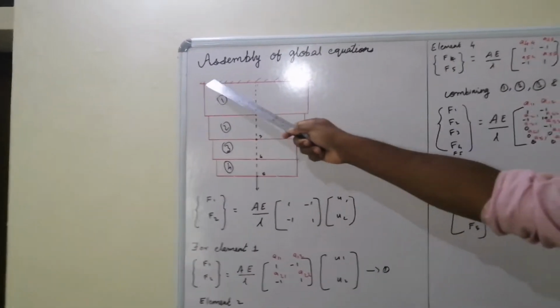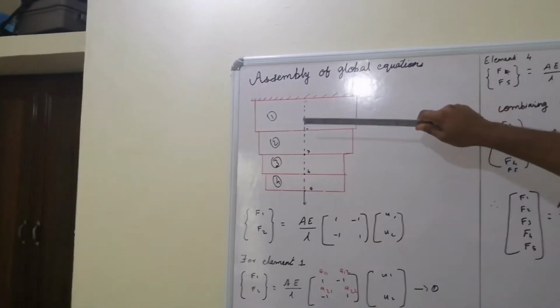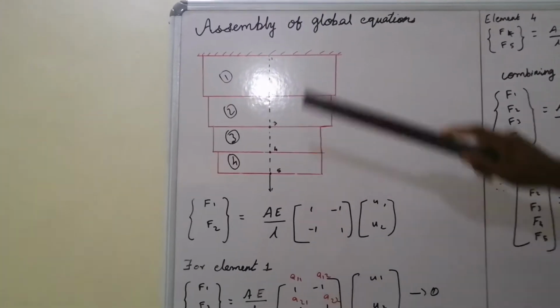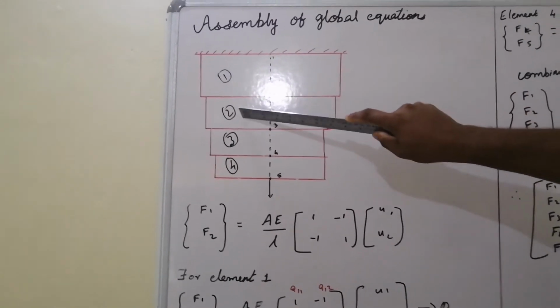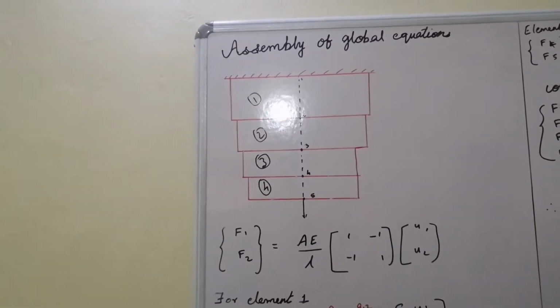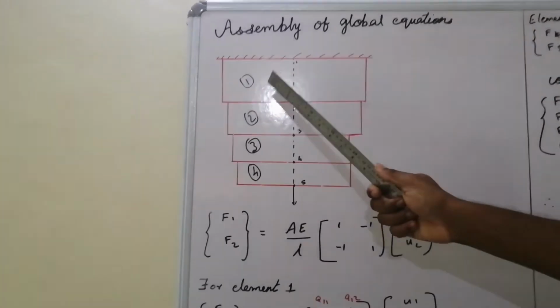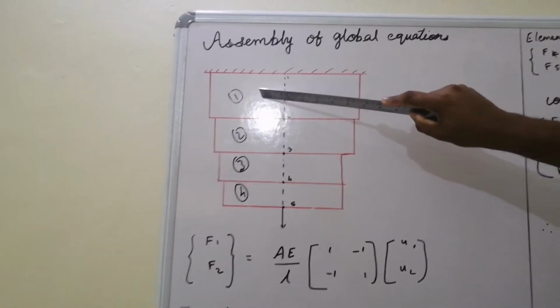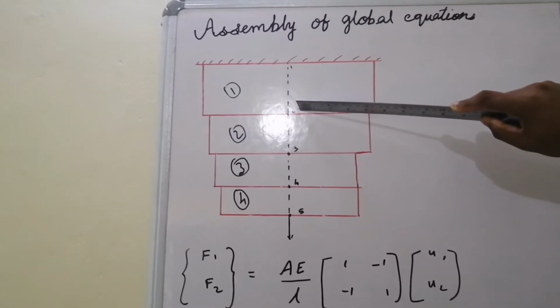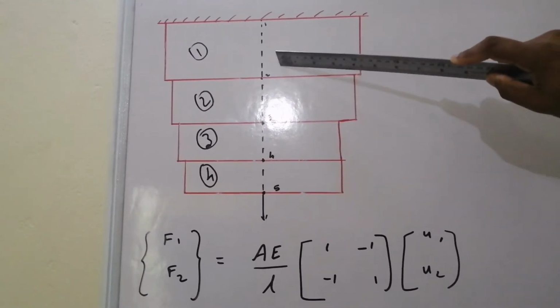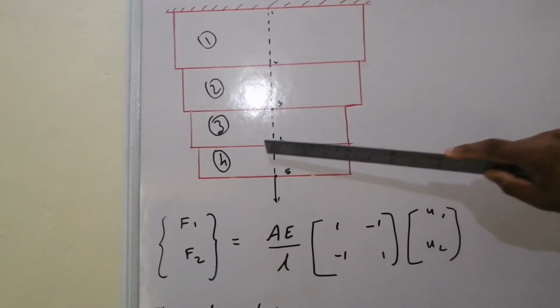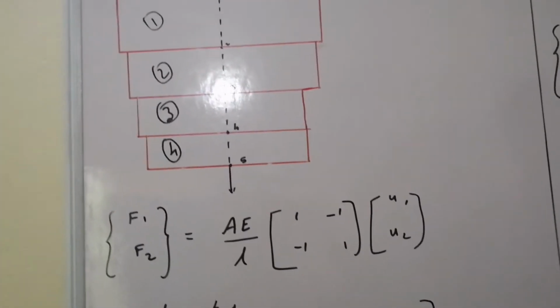Now we are considering a vertical beam hanging, which has four elements: 1, 2, 3 and 4, and each element has two nodes. For the first element we have nodes 1 and 2, for the second element we have 2 and 3, for the third element we have 3 and 4, and for the fourth element we have 4 and 5.